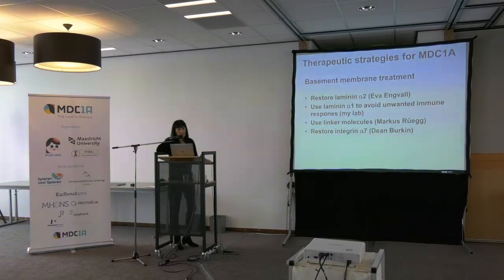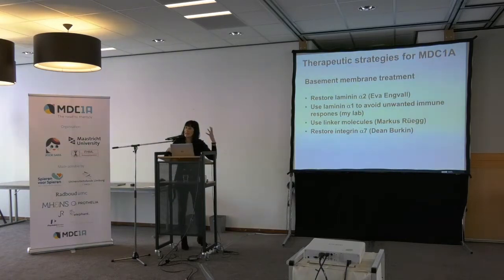Now, if we talk about the therapeutic strategies for MDC1A, the first group is basement membrane treatment. How can we restore the basement membrane? More than 20 years ago now, Eva Engvall showed in animal models that it's actually possible to put back the missing laminin chain. She put back the laminin alpha-2 chain and could rescue the phenotype in an animal model.